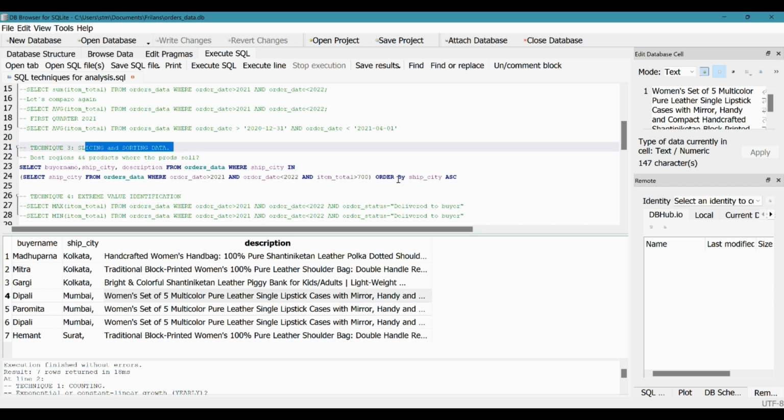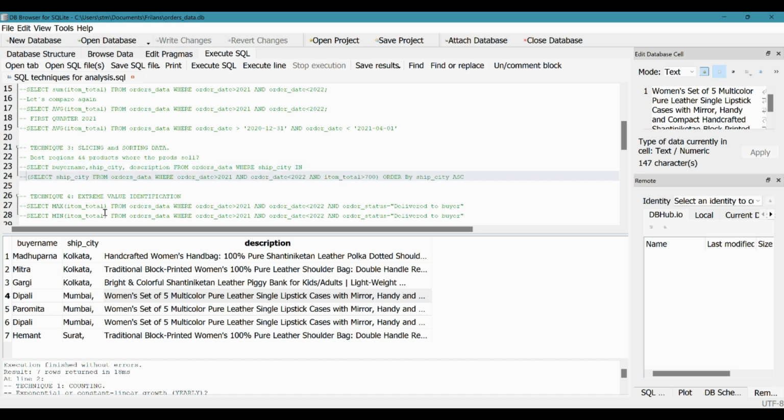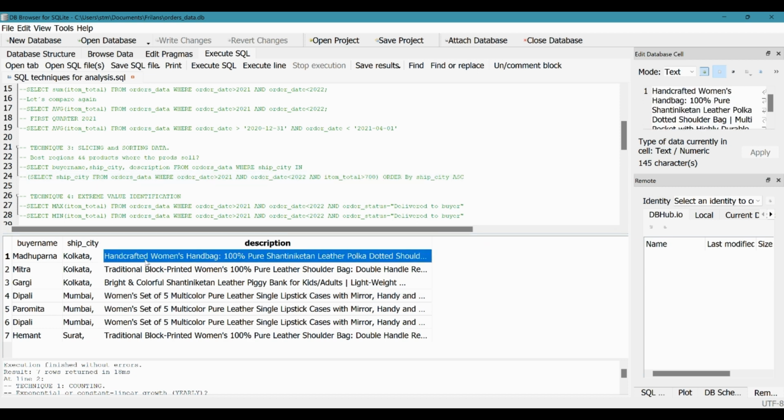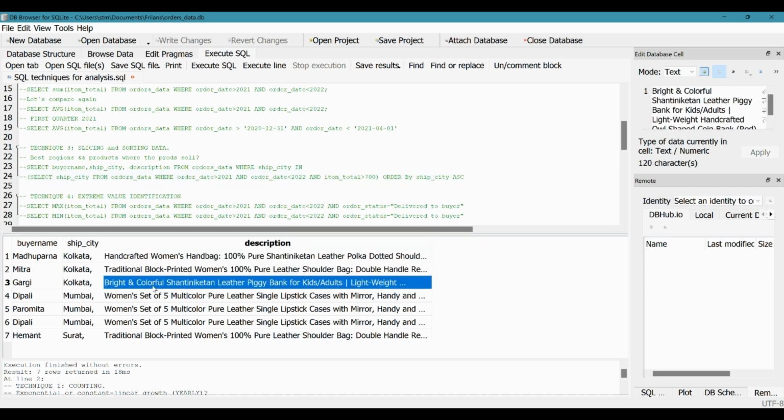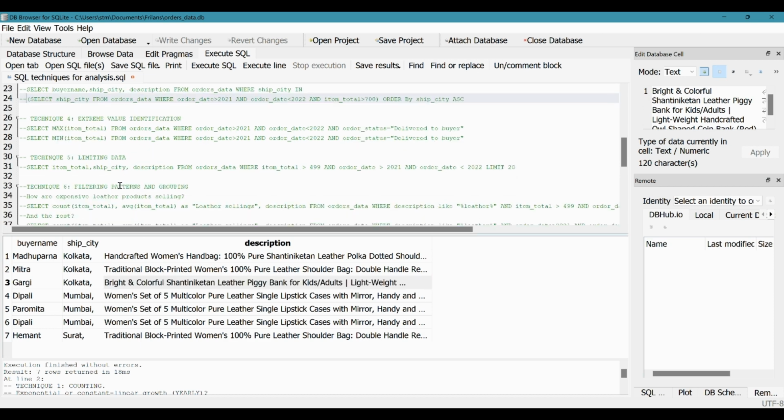So slicing and sorting, because we did sort according to the description, right? Or at least ordered by Ship City. So maybe we can get some knowledge about it, like saying, okay, best region is Kolkata. Of course, Kolkata is a very big city, and the products that are selling there are many leather products. Yeah.